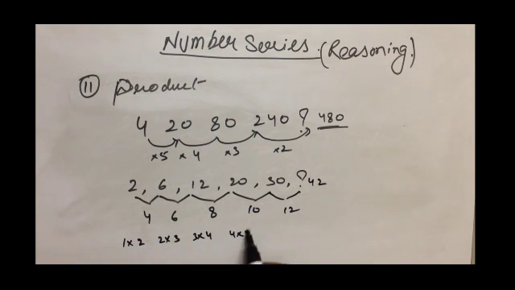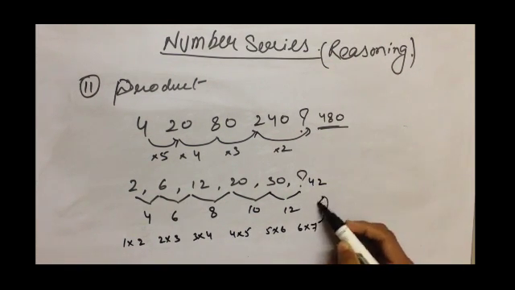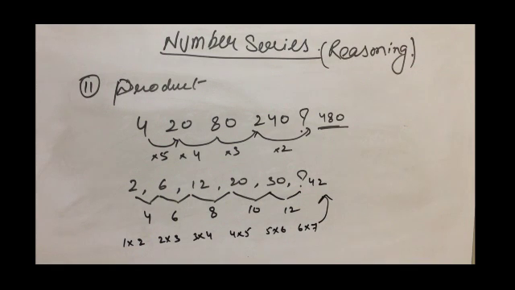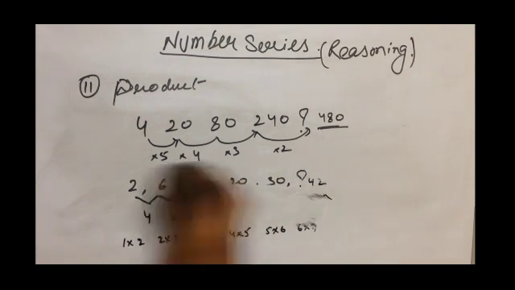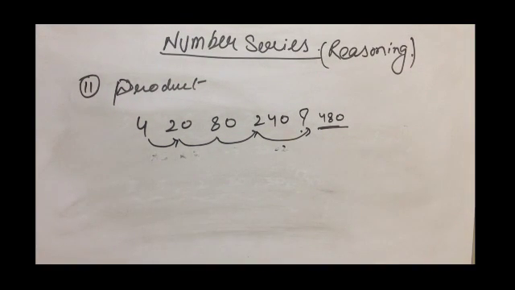6 is taken as 2 into 3. 12 is taken as 3 into 4. That is 4 into 5. And this must be 5 into 6. So the next term would be 6 into 7. Here I can say that 6 into 7 is equal to 42. Hence I can say the answer to my question is 42. That becomes my answer. Okay.